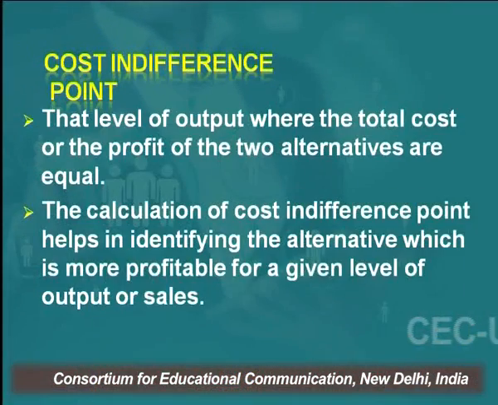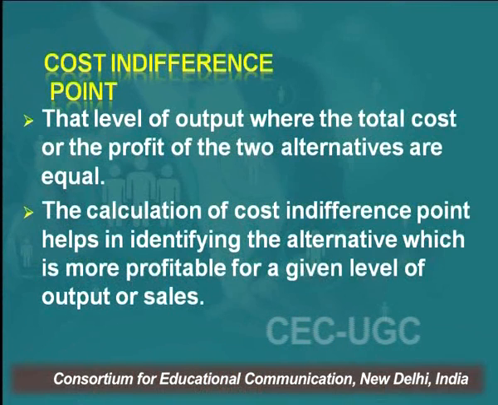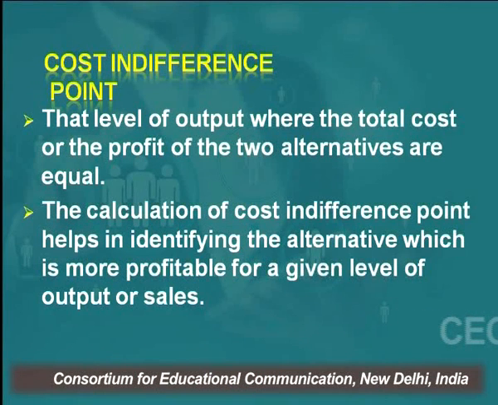Another important aspect in marginal costing is to find out the cost indifference point. So let's understand what this cost indifference point is. It is that level of output where the total cost or the profit of the 2 alternatives are equal. Cost indifference is the output where the total cost or the profit of the 2 alternatives are equal. Means when you produce A or you produce B, there are 2 alternatives, and the cost and the profit of the 2 alternatives are equal.